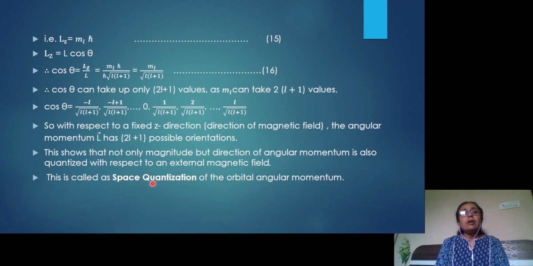That is because of these 2l plus 1 possible orientations, the space is divided, because of the different orientations of the orbital angular momentum with respect to the applied magnetic field. It is like the division of space into different parts. So it will be clear from the diagram which we are going to see in the following slides.